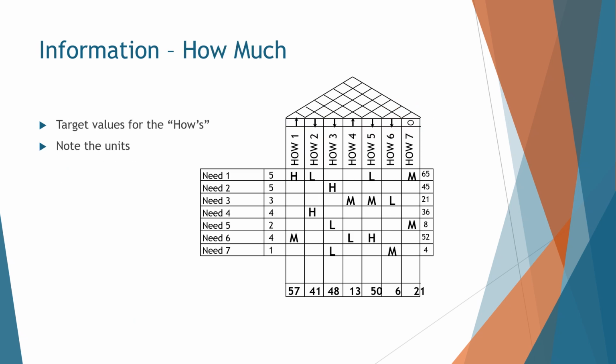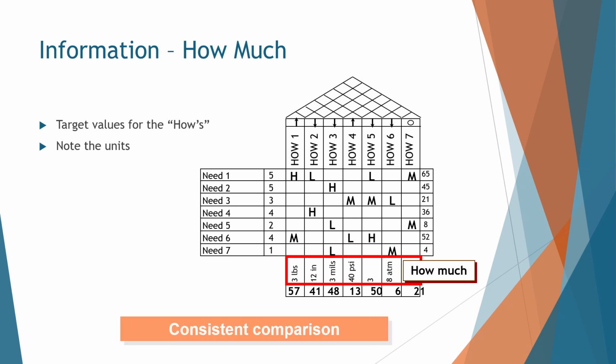And then you have the target values for the hows, the units, how much information is necessary. So 3 pounds, 12 inches, 3 mils, and etc. How much is required? Consistent comparison.